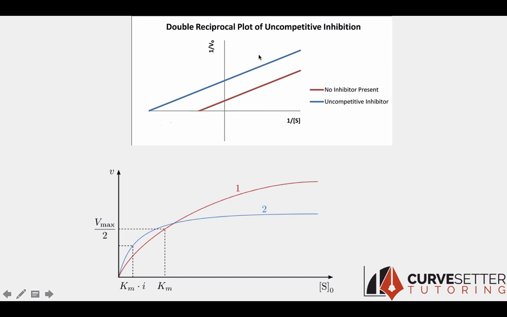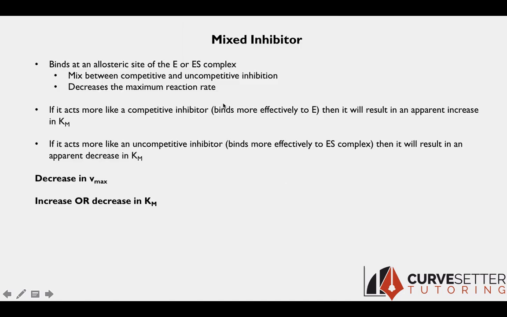So this is no inhibitor present. It could cross like that, or it could cross like this with a shallower slope. So basically it could have an increased or decreased slope compared to the no inhibitor line, but they're going to intercept at the same y-intercept.